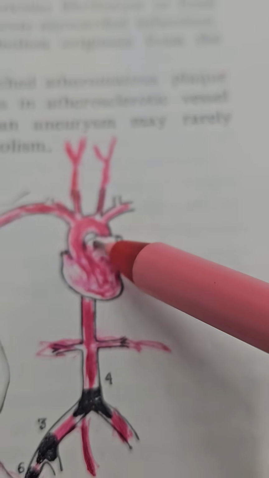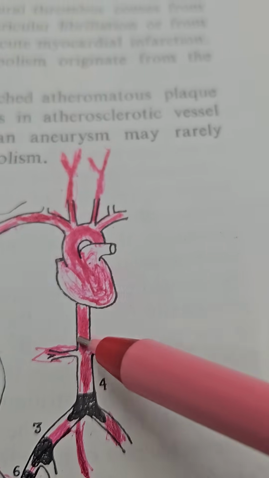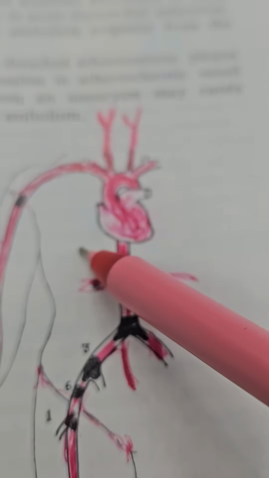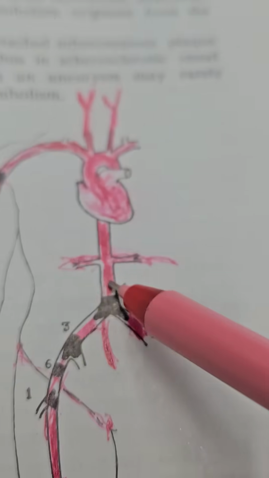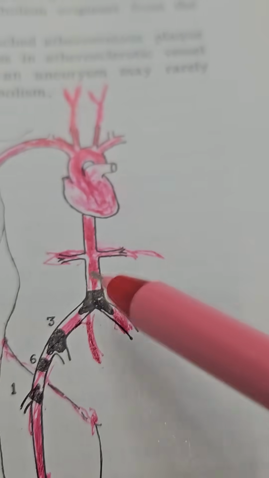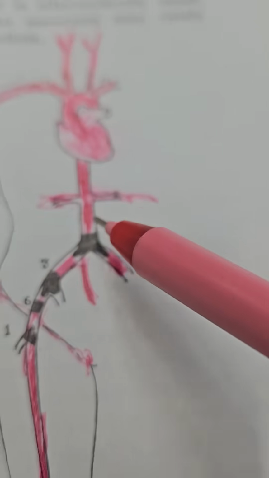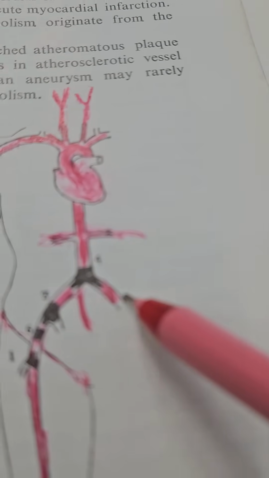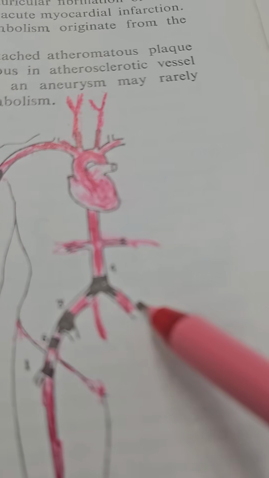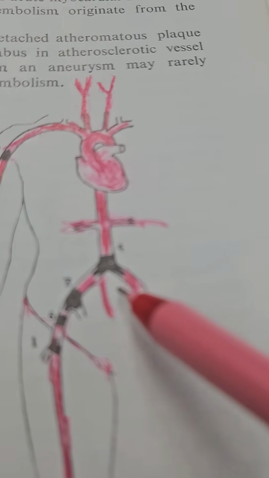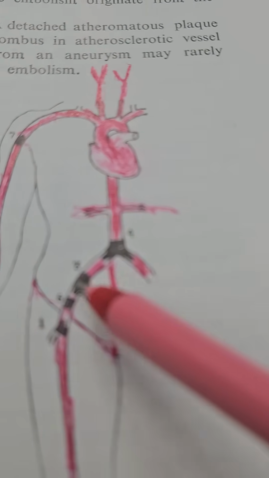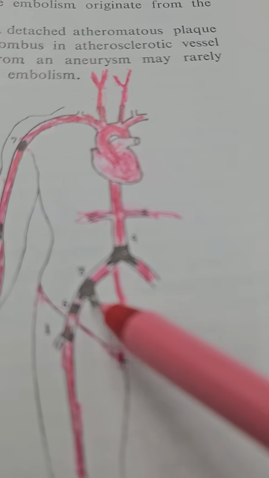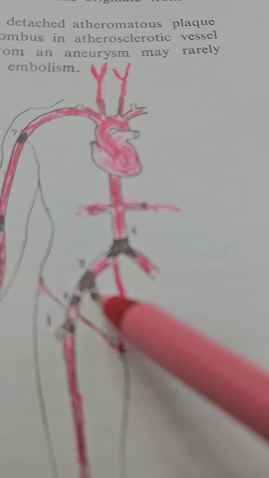When the arch of aorta enters into the thorax, it is known as the thoracic aorta; when it crosses the diaphragm and enters into the abdomen, it is known as the abdominal aorta. At the lower part of the abdomen, this abdominal aorta divides into two branches, the common iliac arteries. And the common iliac artery further subdivides into two branches, external iliac artery and internal iliac artery.